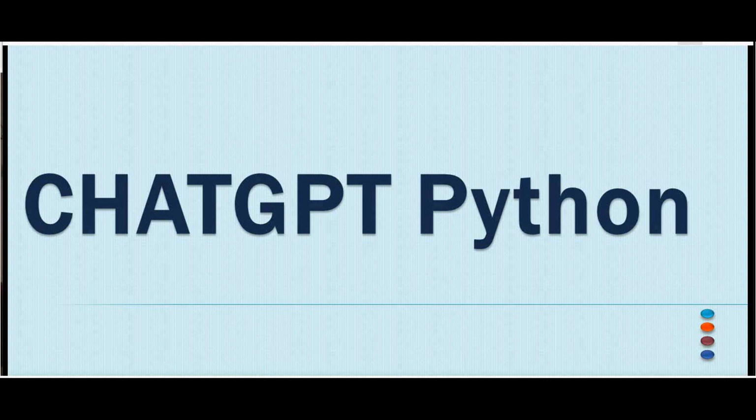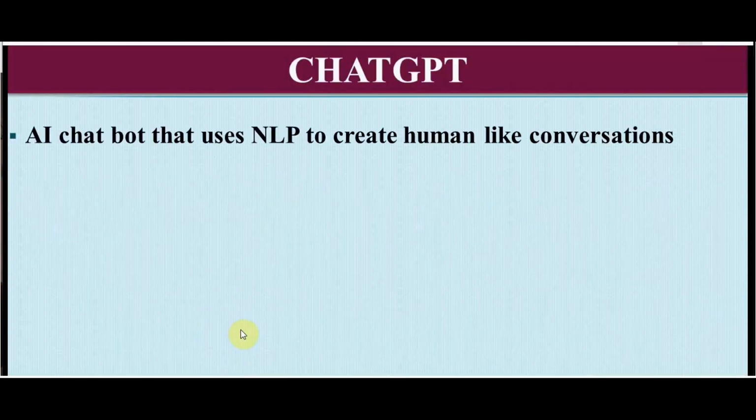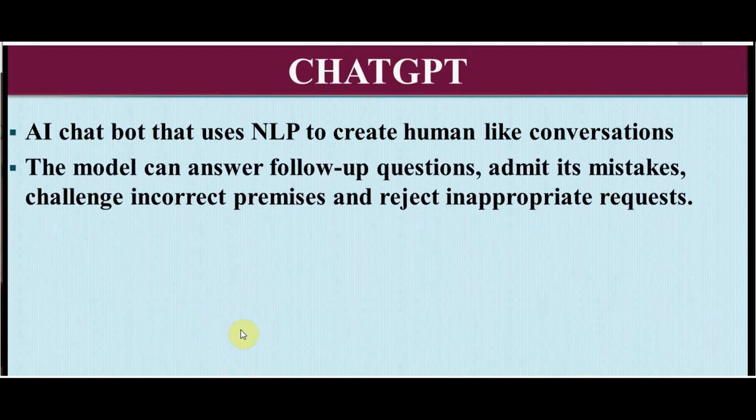In this video, let us see how to use ChatGPT in Python. Let me give a brief overview of ChatGPT. It is an AI chatbot that uses natural language processing to create human-like conversations. This GPT model can answer follow-up questions, admit its mistakes, challenge incorrect premises, and reject inappropriate requests. Unlike other chatbots, ChatGPT can remember previous questions to continue the conversation in a more smooth way.